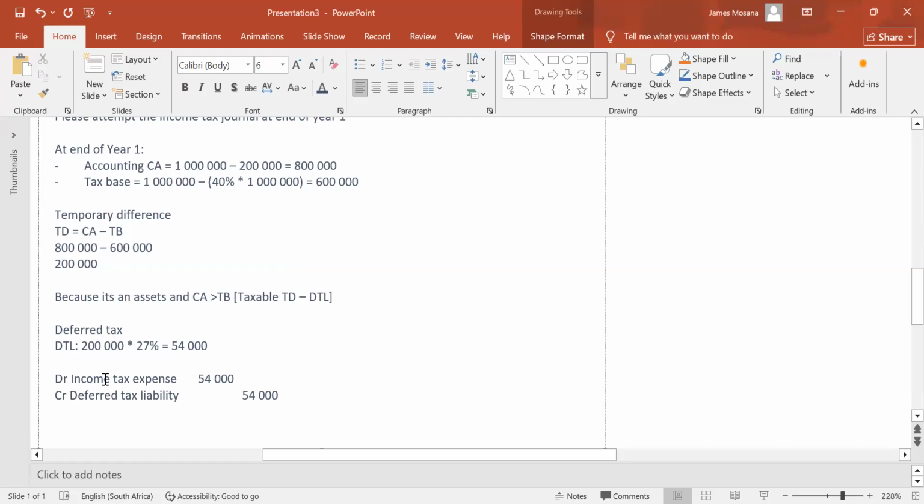So now, basically, tax has given you extra deductions early, so it means that the future taxable profit will be higher. All right. Now, any questions on this before I move to example 2?